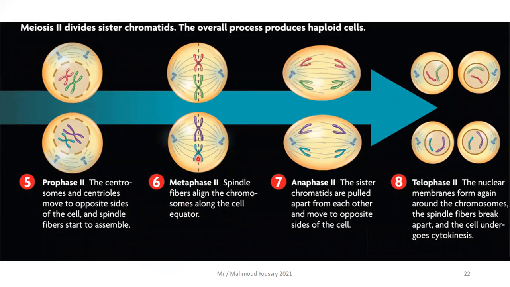Then metaphase 2, now we have chromosomes. The spindle fibers align the chromosomes along the cell's equator. These are two sister chromatids still attached by the centromere. Then in anaphase 2, the sister chromatids are pulled apart from each other and move to the opposite sides of the cell. Then telophase 2, the nuclear membrane started to reform again around the chromosomes. The spindle fibers break apart and the cell undergoes cytokinesis.